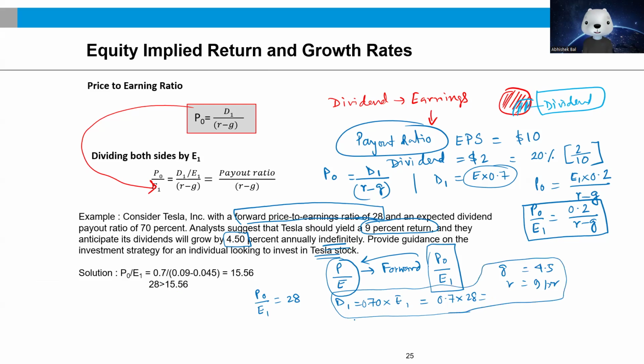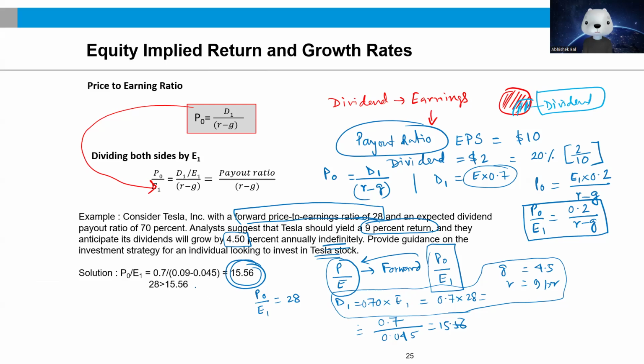So the justified forward P is nothing but simply P0 by E1, which is equal to, in terms of payout ratio, since it's going to be 0.7 divided by 0.09 minus 0.05, which is equal to 0.05, which happens to be 15.56. Okay, this is the figure. Now, what does this imply? It implies that given the expected dividend for the next period, Tesla should be trading at $15.56 in absolute terms for every dollar of earning. Every dollar of forward earning, Tesla should be priced at 15.56.